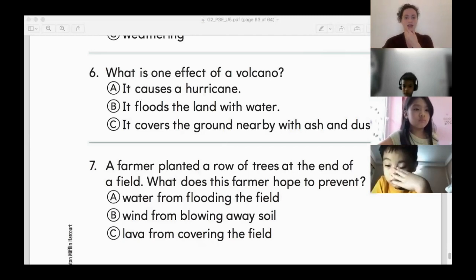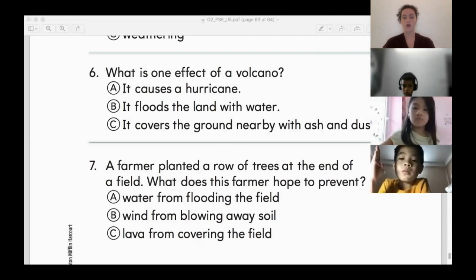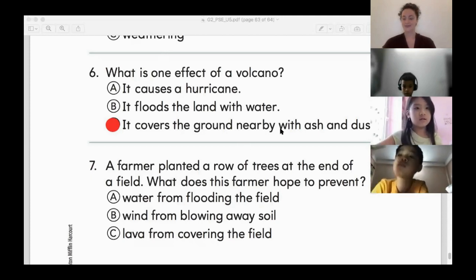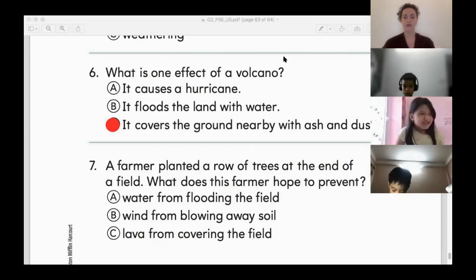Can I try again? What could a volcano cause? What could it make happen? C. It covers the ground nearby with ash and dust. Good. Can you say nearby? Nearby. Good. Nearby means close. Volcano would cover the ground nearby with dust and ash and smoke and lava.